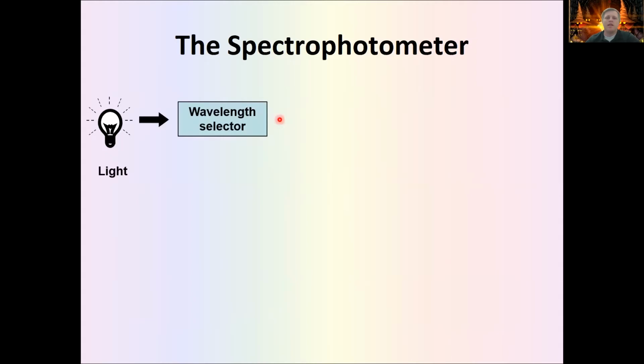Why do we need a wavelength selector? Well, it's interesting to see how all light interacts with a sample, but it's more interesting to see how individual wavelengths of light interact. And so we will take our light, shine it through this wavelength selector, and get out individual wavelengths that we can use to interrogate our sample with. Then, of course, we have our sample.